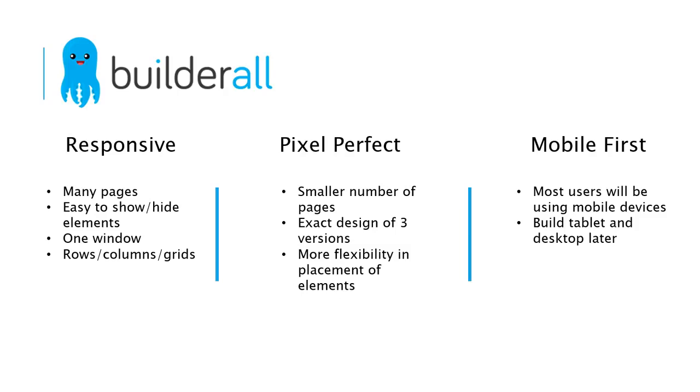The last one is the mobile first. This will be used when most of your users are going to be using mobile devices, and it allows you to set up the mobile version first, and then if you want to, you can choose to build the tablet and/or the desktop later. So those are all the reasons why you would pick each one. Now let's take a look at each one so you can see it.